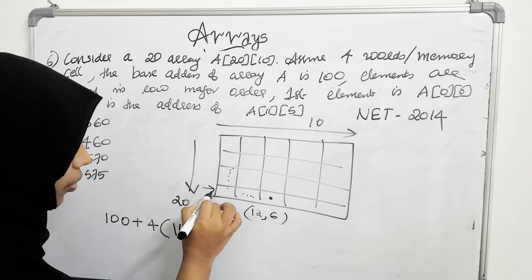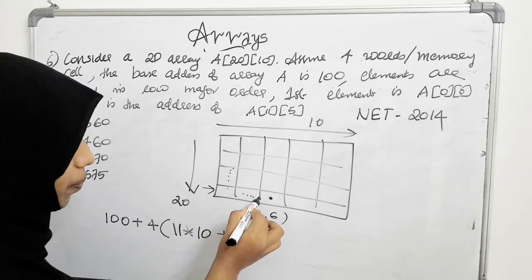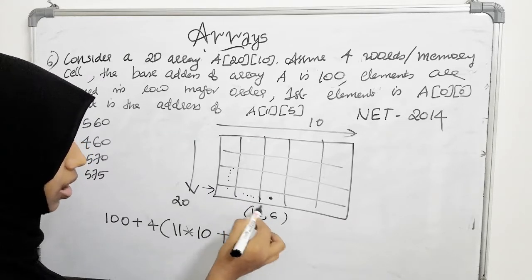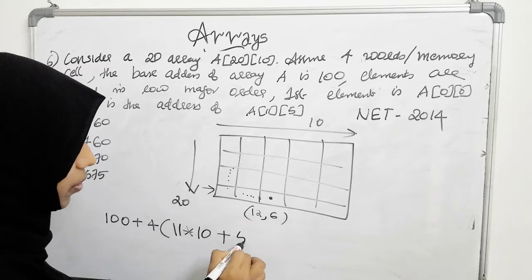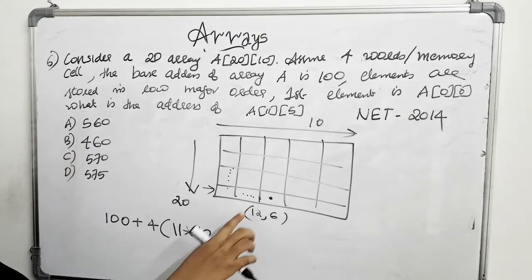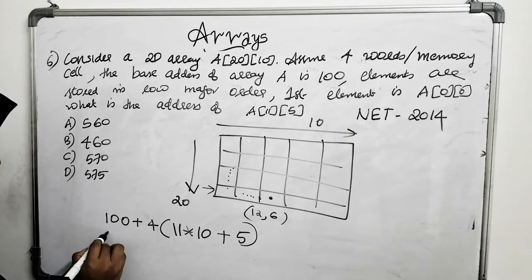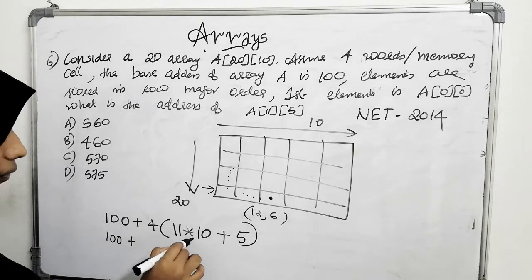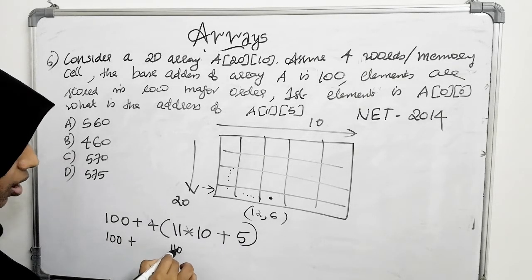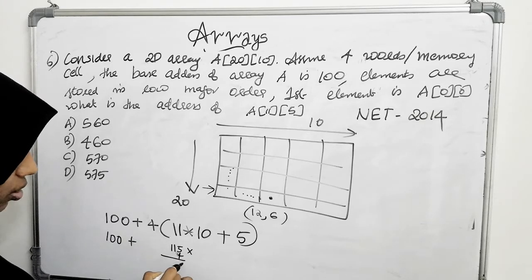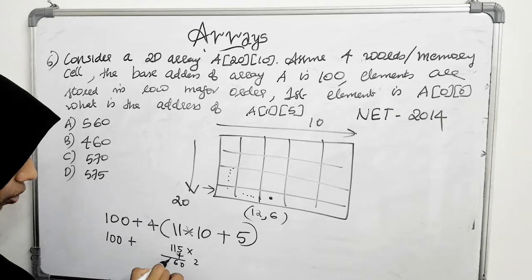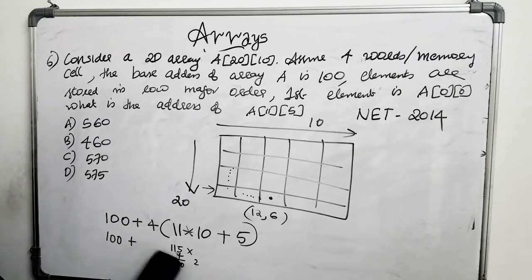Now you reach this particular row. In this row, you have to bypass all the 5 columns before this one. Then only can you reach the 6th column. Now let's get the value. 100 plus 11 into 10, which is 110, plus 5 is 115. 115 into 4: 5 fours are 20, 1 four is 4 plus 2 is 6, so 460. Then 100 plus 460 is 560.